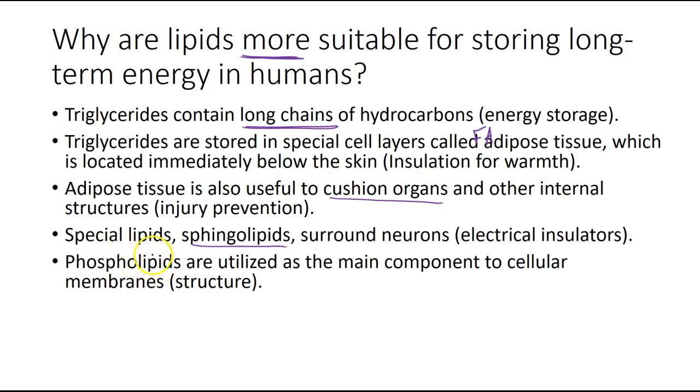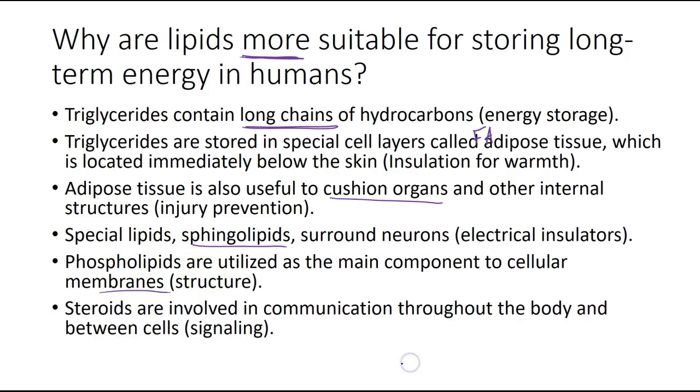Phospholipids are the other type of lipid, and they are utilized as the main component of cellular membranes, which is really important when we talk about maintaining the boundary between the inside and outside of the cell. And steroids are lipid-based, and they are involved in communication throughout the body and between cells. They are really important when we talk about cell signaling. All of these lipids play into an organism's ability to store energy long term, which is really important.